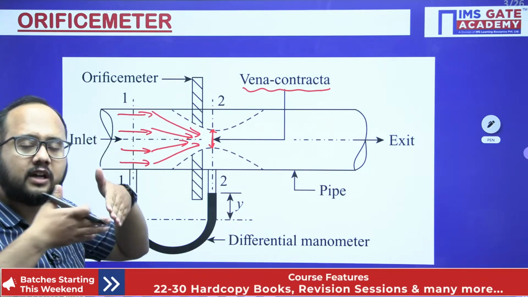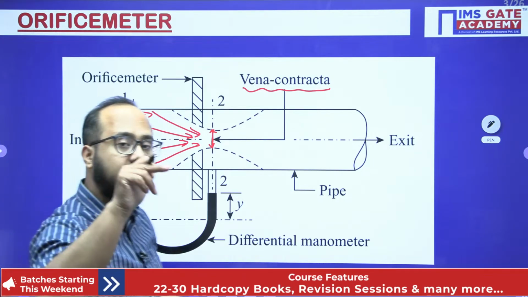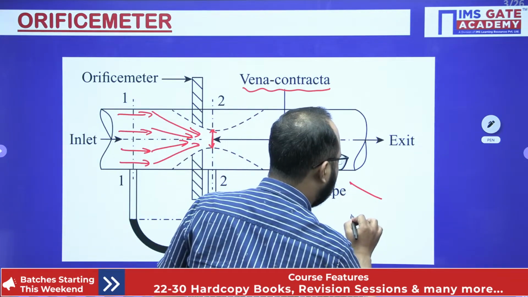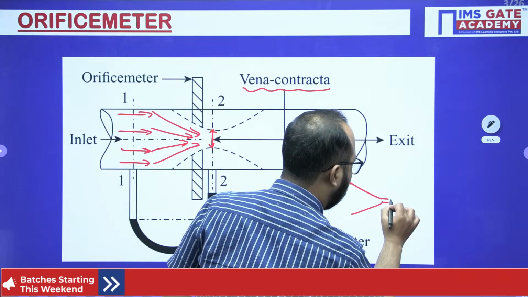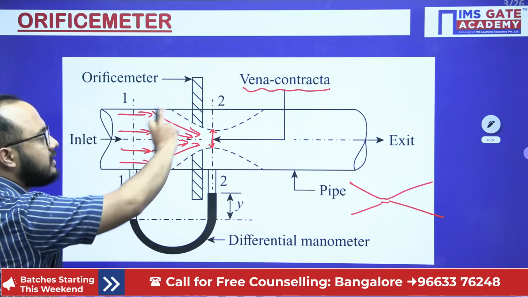See, there is no converging part you have provided. Obviously, we have not provided a converging part. Earlier, like in the Venturimeter, we provided a converging part, then there is some throat, then we provided the diverging part. But in this case, there is no converging part we have provided.